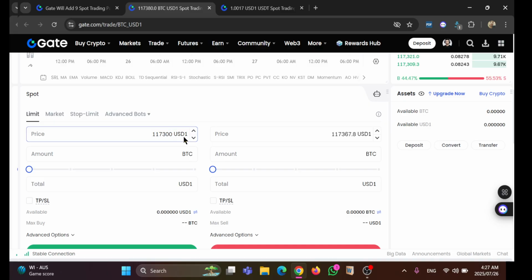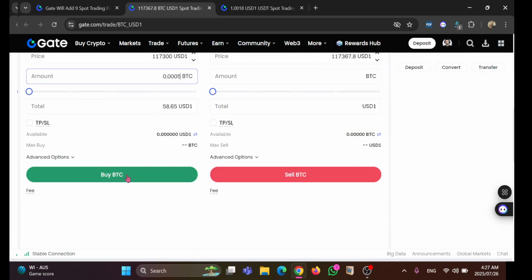1,17,300 USD1, and enter your amount in the form of Bitcoin. Like you want to buy one Bitcoin, or you can write in fractional values like 0.005 Bitcoin. If you enter your Bitcoin amount, then the USD1 amount will automatically be entered. And if you enter the USD1 amount, then the Bitcoin amount will automatically be entered.